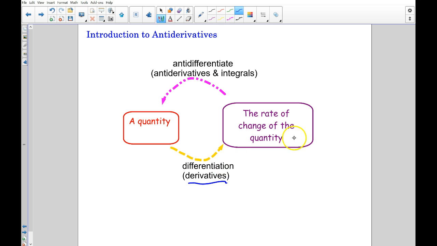Now, the idea is whatever we want to do in mathematics, we also want to be able to undo or go backwards. And so we want to perhaps start with the rate of change of a quantity and get back to the original quantity itself. The verb form of that action is called antidifferentiate, or antidifferentiation is a noun. And the tools that we are going to be using are antiderivatives and integrals. Okay, so these are going to undo derivatives.